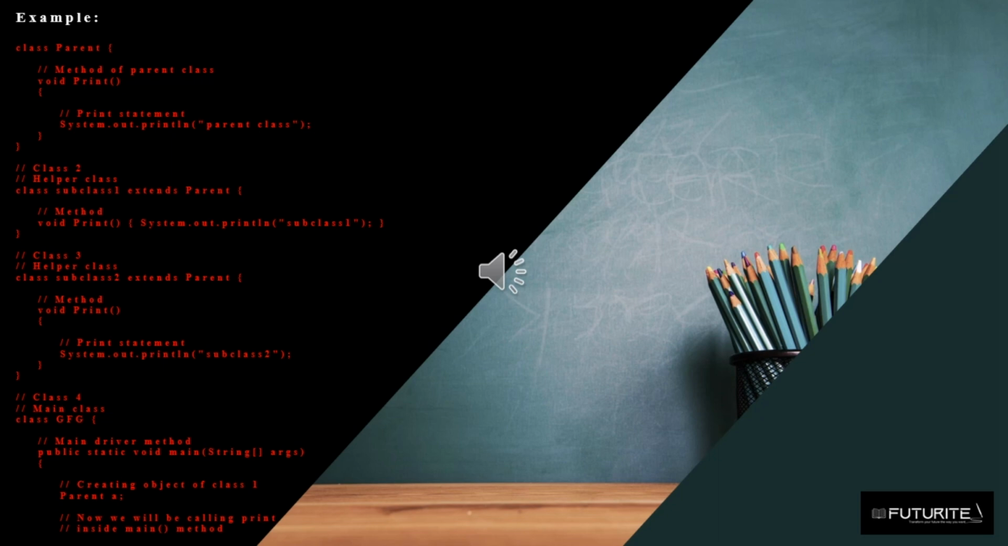So if the method name is the same in the subclass that is inheriting the Parent class, and you are creating an object of the subclass, the Parent class method is overridden by the subclass method. This means the subclass method gets the priority, so whenever you call this print method, the subclass print method will be called, not the Parent class print method, because the subclass method has already overridden the method of the Parent class. This concept is known as method overriding.